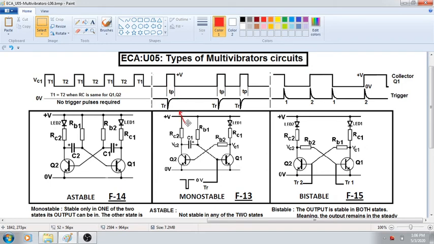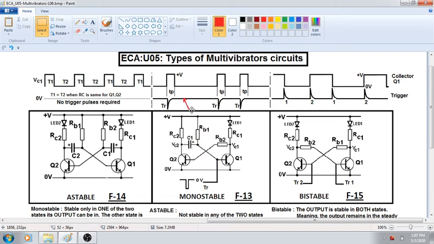Understood? So after that what happens? This will be saturated and the collector will become 0. When this is 0, this is high, and this capacitor will charge to V, and this voltage is 0.7. So Q1 will be on, Q2 will be off, and they will remain like that forever. Now you don't want them to remain like that. Then what will you do? You will give one more negative trigger pulse.